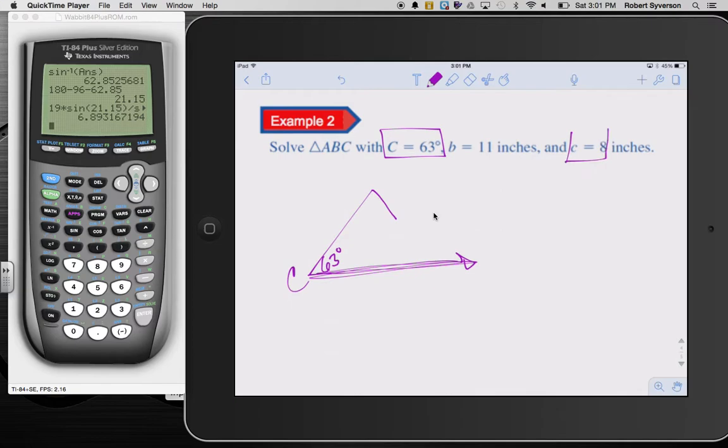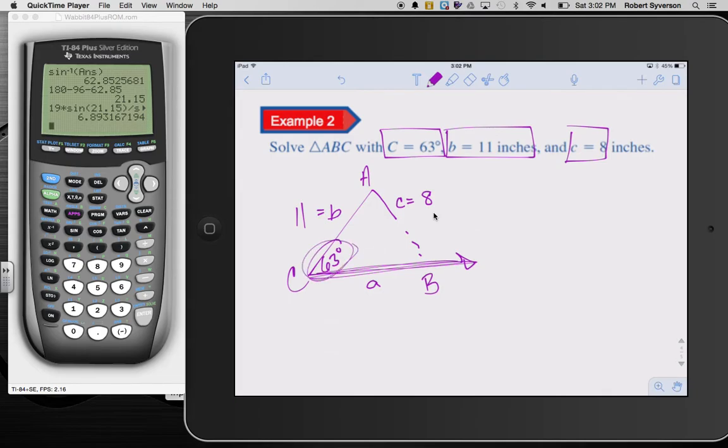Side C, which is across from it, is 8. Side B will have to be my adjacent side, and that's 11. Now if this does create a triangle down here, this would have to be angle B, because it would have to be across from side B, and the leftover one would be A and side A. Okay. Now, as I look at this, I notice that the angle given here is acute.